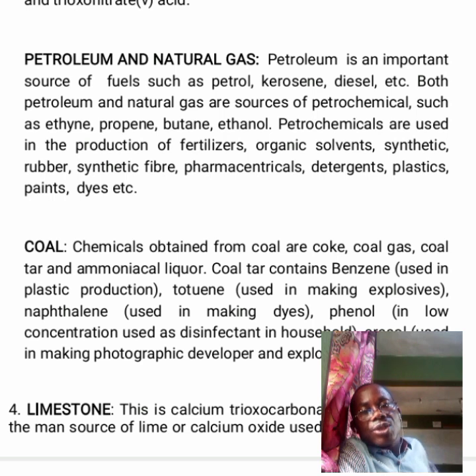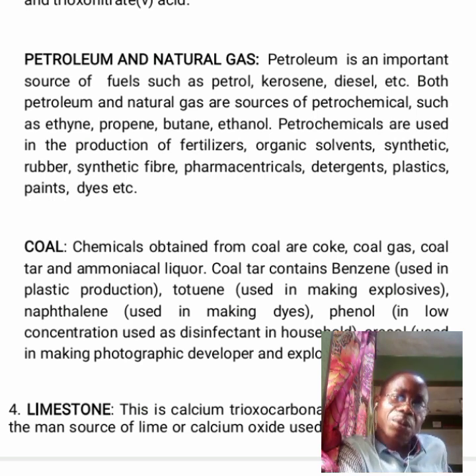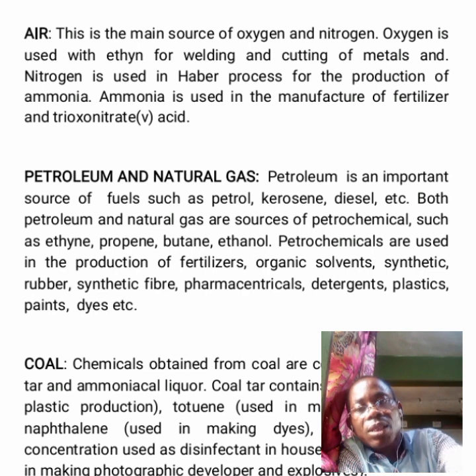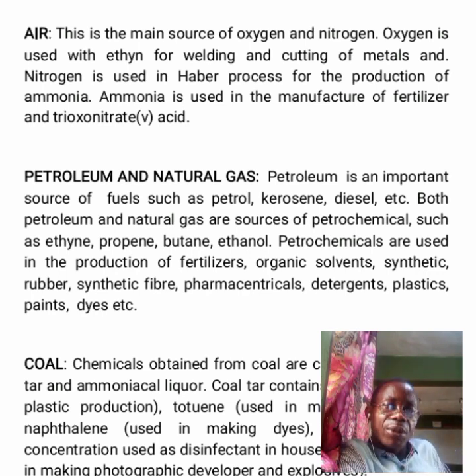Now, division of the chemical industry. We have two kinds of chemicals that are produced in the industry. We have heavy chemicals and fine chemicals. Heavy chemicals are chemicals that are produced and used in large quantities by the chemical industry. Examples are sulfuric acid, limestone, caustic soda, ammonia, trioxonitrate(V) acid, etc. We have fine chemicals. These are chemicals that are produced in relatively small quantities, but with a very high degree of purity in the chemical industry. Examples of fine chemicals are analytical chemicals, drugs, preservatives, etc.